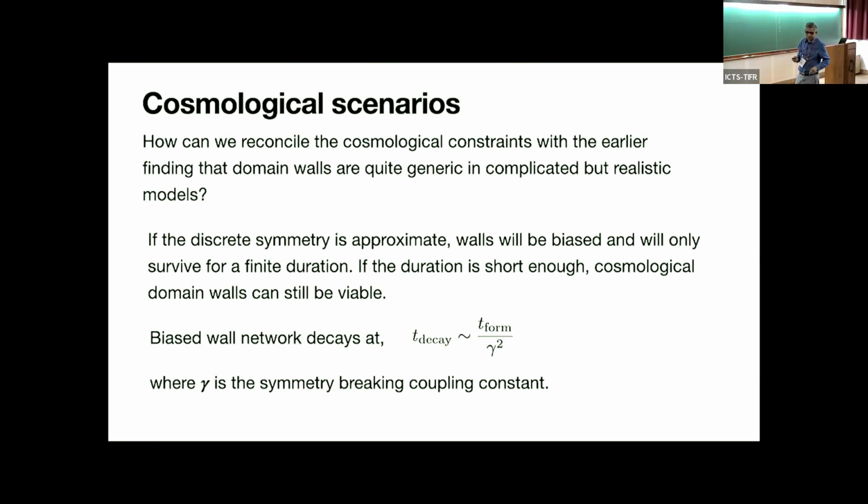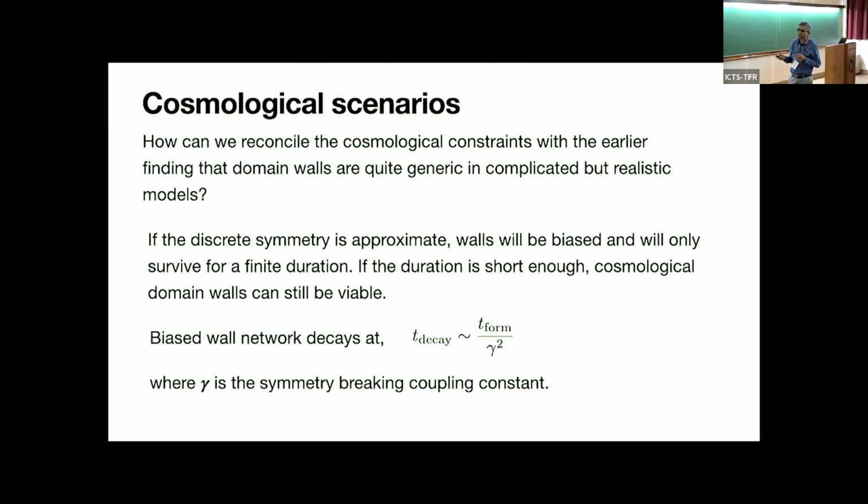So there seems to be some sort of issue. On the one hand, I said that this domain wall in SU(5) seems very common, seems very easy to get. As long as you have different vacua, you will get domain walls. So from the particle physics side, it seems very easy to get domain walls. And on the other hand, from the cosmological side, it seems that you can't have them. So is there a fix?